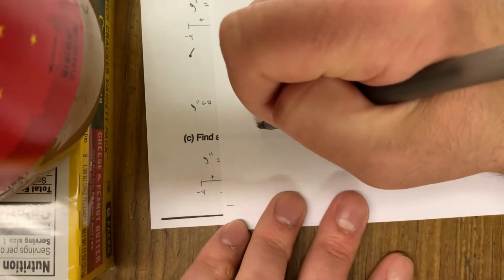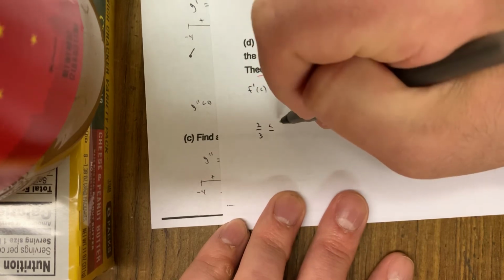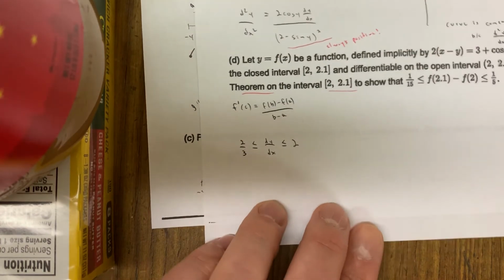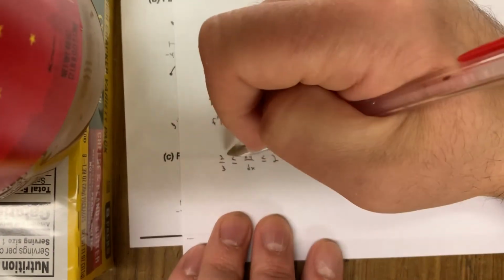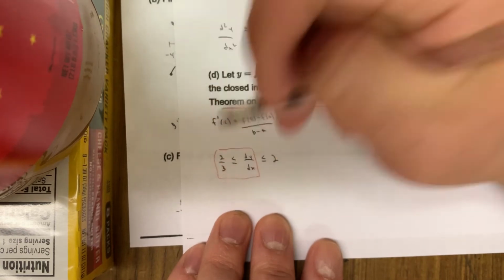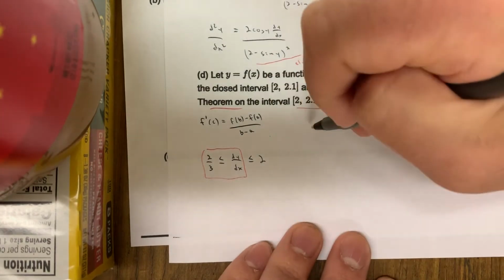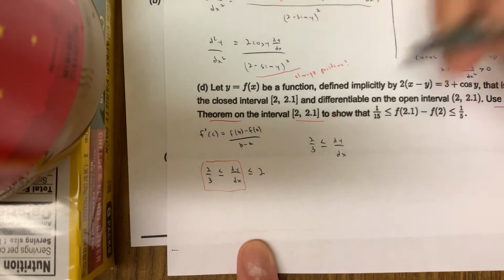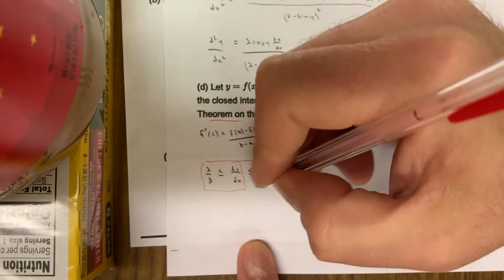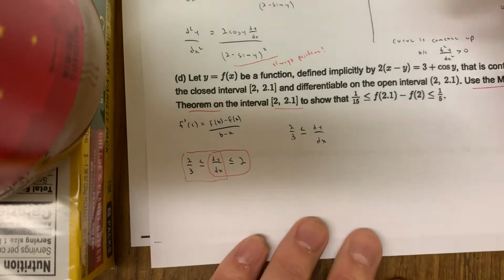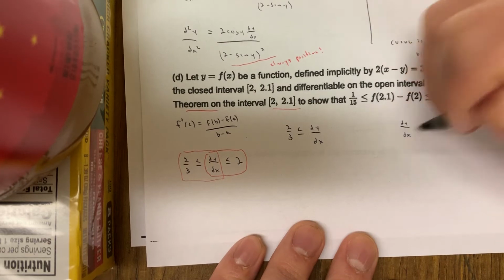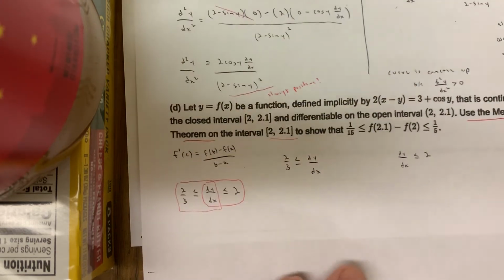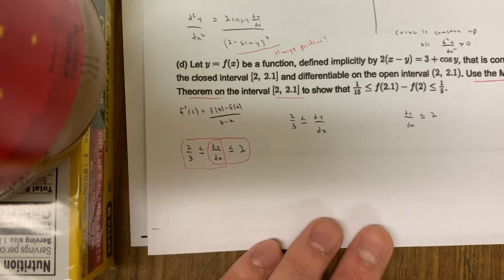They told you originally that 2/3 was less than or equal to dy over dx, which was less than or equal to 2. So they really told you two different inequalities here. They told you 2/3 was less than or equal to dy over dx. I'm going to write that over here. 2/3 less than or equal to dy over dx. And then they also told you that dy over dx is less than or equal to 2. So you could write over here that dy over dx is less than or equal to 2. And if you just solve both these inequalities for f of 2.1 minus f of 2, you're like, what the heck are you talking about here?